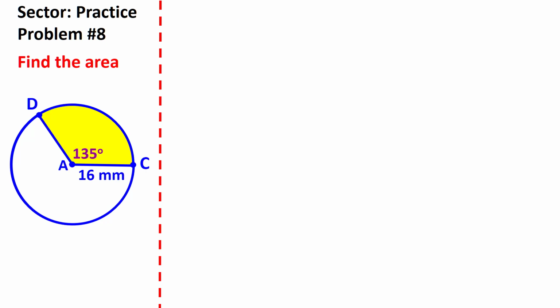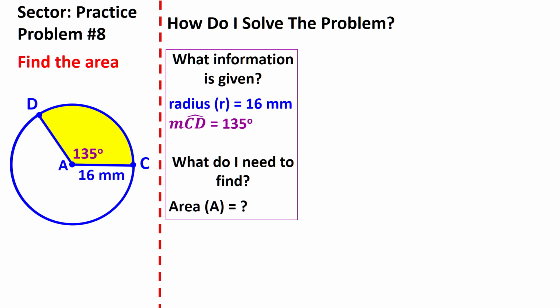Problem 8. Find the area. How do I solve the problem? I start with the given information. Radius equals 16. The angle is 135 degrees. I need to find the area.